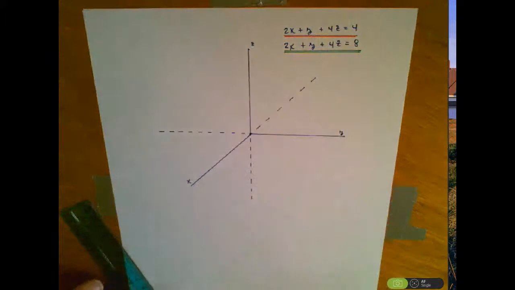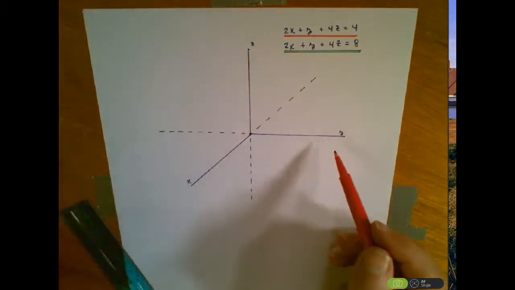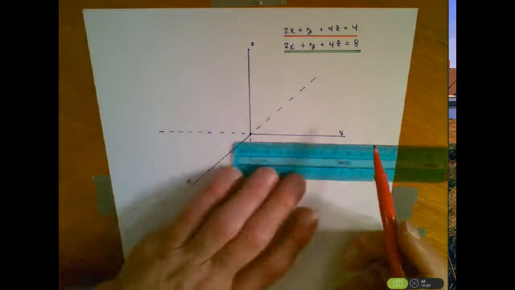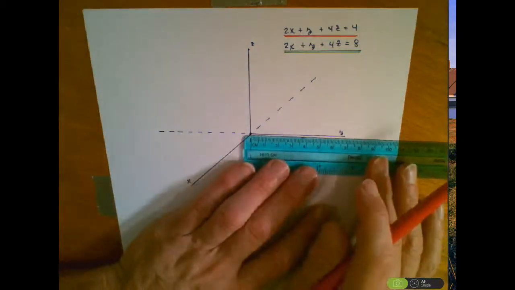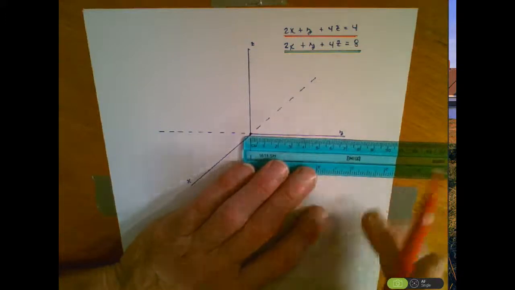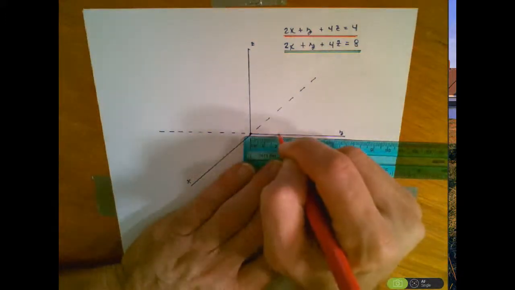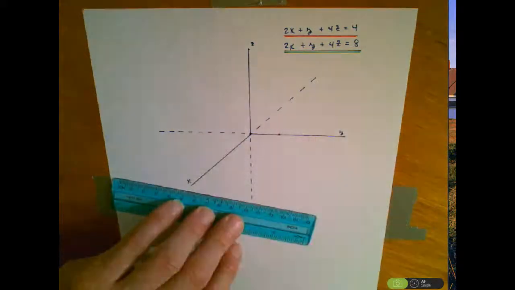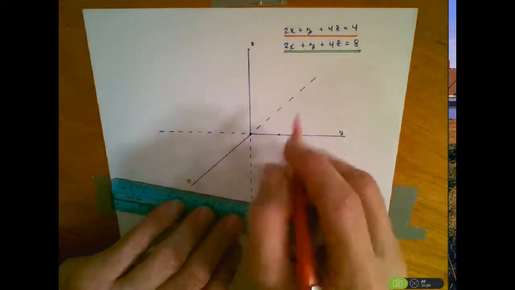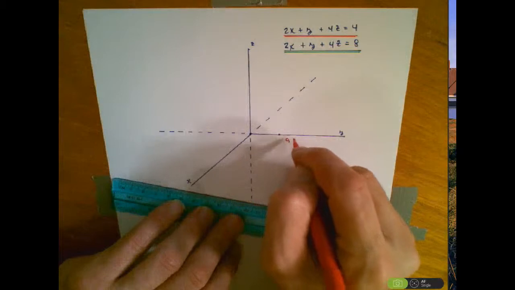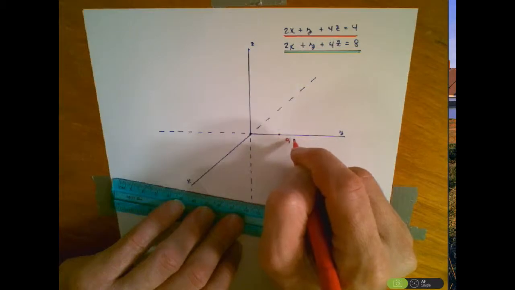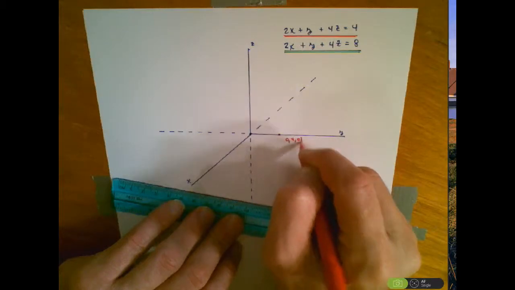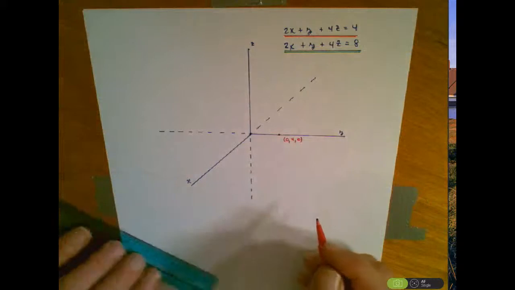So that's pretty easy. If I'm in the xy plane and I'm dealing with 2x plus y equals 4, if I let x equal 0, well, y is equal to 4. So I'm just going to go ahead and use my centimeter ruler on half scale, and I'm going to put a dot here for 4. Okay, so this point here, let's label that one. That point is x is 0, y is now 4, and z is 0. Okay, so that point is on my plane.